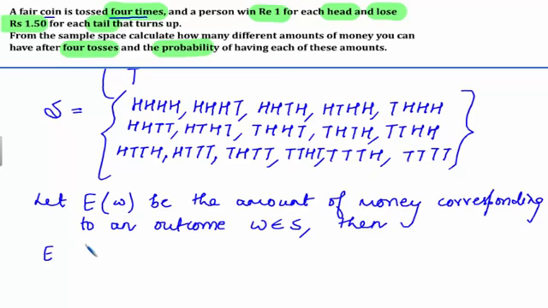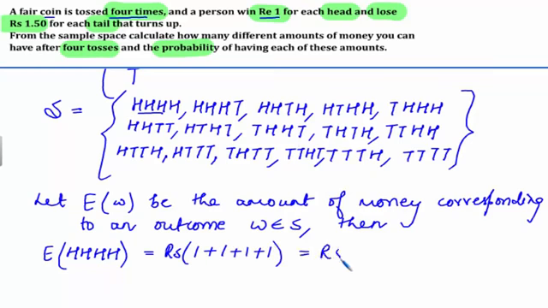First, for omega equal to 4 times H. So this is equal to, now here 4 times head appears, so the person wins rupee 1 4 times, that is rupees 1 plus 1 plus 1 plus 1, and this is equal to rupees 4.